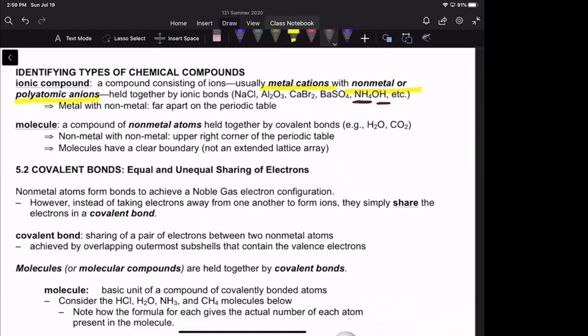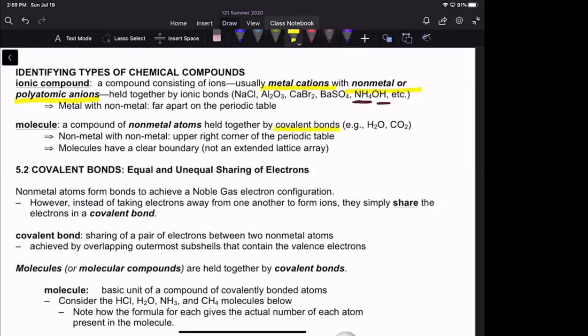Ammonium hydroxide. That has 2 polyatomic ions, so it looks like it's nonmetals with nonmetals, but it's actually an NH4+ ammonium ion connected to a hydroxide OH- with an ionic interaction. So an ionic compound could be a metal with a nonmetal, or it could be ions in a charge attraction. A molecule is a compound that has only nonmetal atoms. So it's nonmetals with nonmetals, and those are held together with covalent bonds.